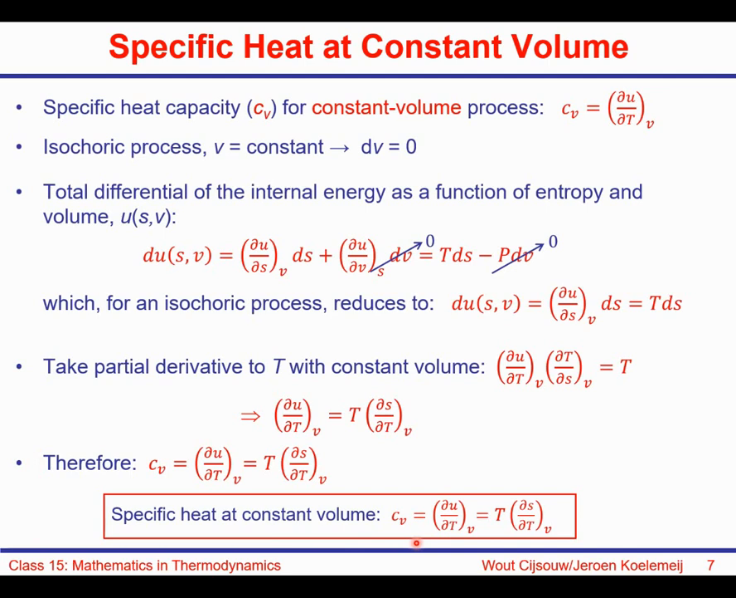So this is then basically a double definition of the specific heat at constant volume. This is the first definition that we saw, and it turns out you can also write it in terms of entropy changes with changing temperature. And in all cases, it's for an isochoric process, so no volume changes.